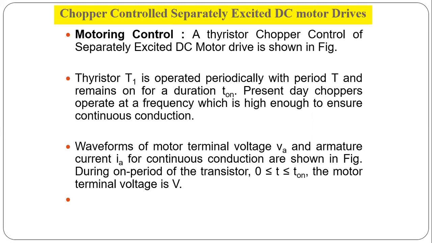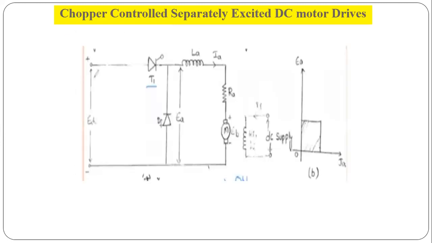The waveform of motor terminal voltage VA and armature current IA for continuous conduction is shown in the figure. So during the on period of the thyristor, that is the time period from 0 to T on, the motor terminal voltage is capital V, right? So you can see here, this is the circuit diagram.